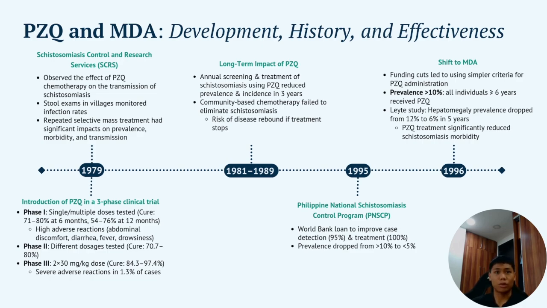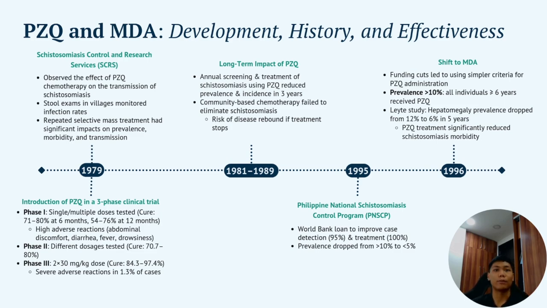In phase 2, we saw again different dosages of PZQ that were conducted, with similar cure rates of 70.7 to 80%. However, in phase 3, this is where we saw a dosage of two doses of 30 milligrams per kilogram PZQ being used, and here the cure rates were 84.3 to 97.4%. However, the severe adverse reactions were still at 1.3%, which caused concern as being an effective drug for MDA.